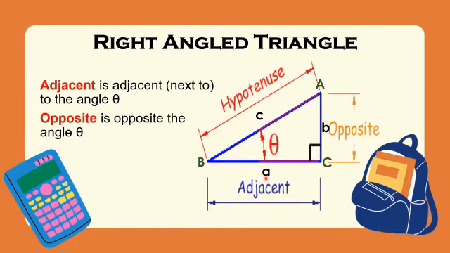Next, opposite side. So, opposite the angle. Again, on our given figure, side B is the side opposite of our given angle here, or our theta.